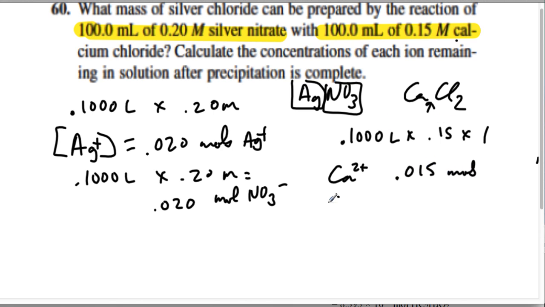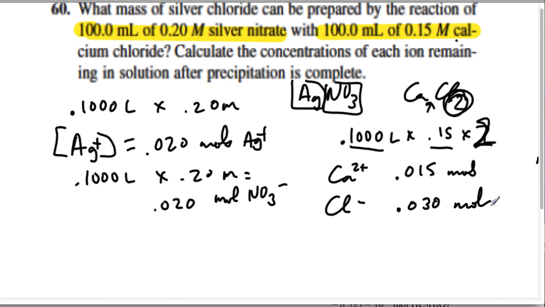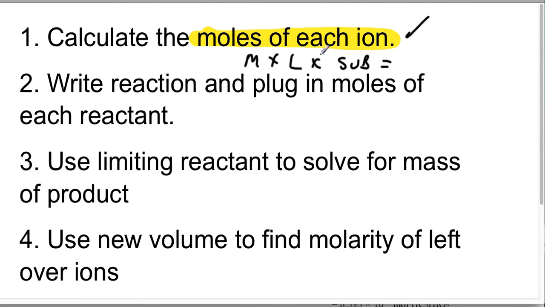Then I have to do chloride, Cl minus. When I look at Cl minus, notice the subscript there is 2, so I'm going to change my calculation to 0.1 times 0.15 times 2, which is going to give me 0.030 moles. So the first step is to calculate all the moles of each ion, M times L times subscript.